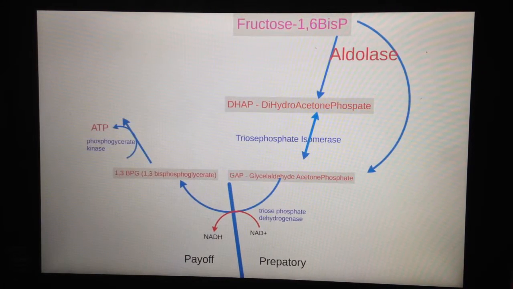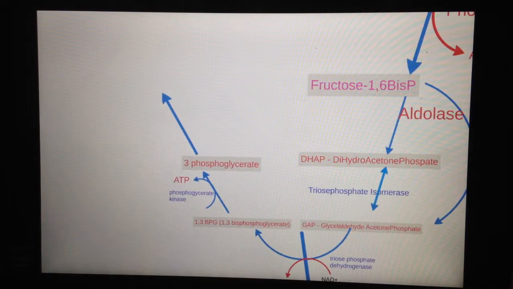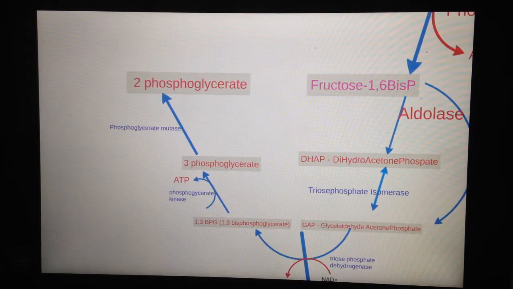Okay, moving on to the 7th step of glycolysis, the conversion of 1,3-BPG to 3-phosphoglycerate. And we get 1 ATP. Again, we come across this kinase, phosphoglycerate kinase, but in this case, we actually earn 1 molecule of ATP. Yay! All right, going on to the 8th step of glycolysis, which is 3-phosphoglycerate becoming 2-phosphoglycerate using an enzyme called phosphoglycerate mutase.